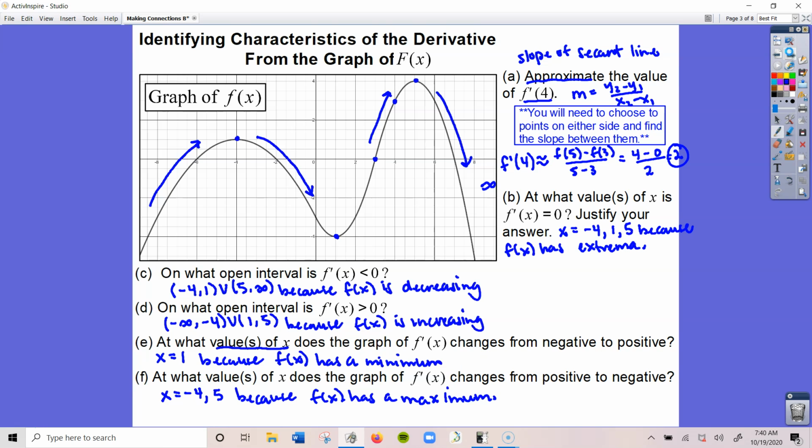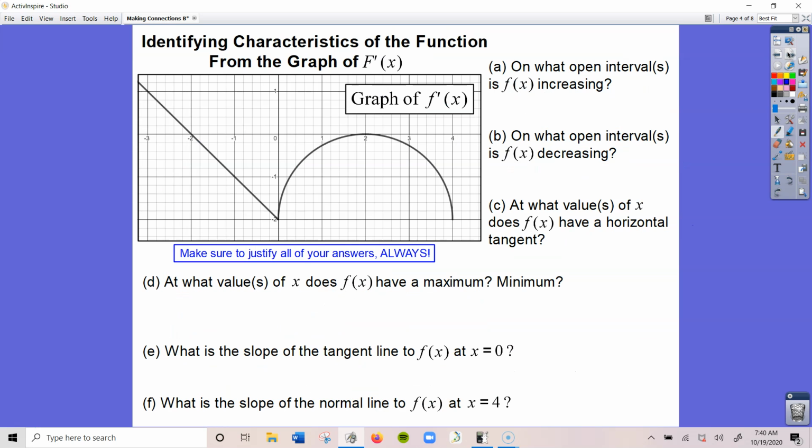Now we're going to look at the other way around. So here we have the graph of the derivative, and now we're going to answer questions about our function. On what open interval is f of x increasing? F of x would be increasing when your derivative is positive, so it has to go above the x-axis, which is from -infinity to -2. And this would be because f prime of x is greater than 0.